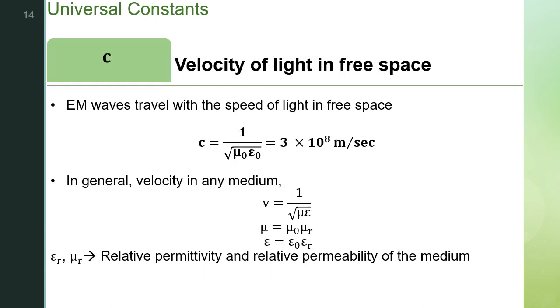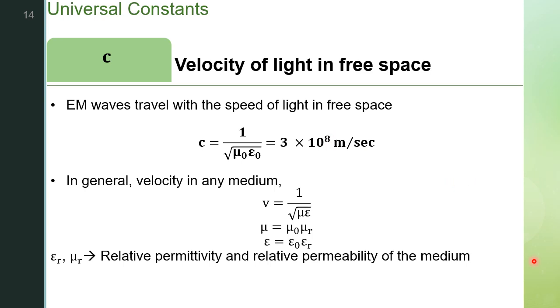The next constant is the velocity of light in free space, denoted by the letter c. You already know that any electromagnetic wave will travel with the speed of light in free space. It has the value 3 × 10^8 meter per second. This value is obtained using the equation 1 by root of mu naught epsilon naught. If we substitute the values of mu naught and epsilon naught, we get the value of 3 × 10^8 meter per second.